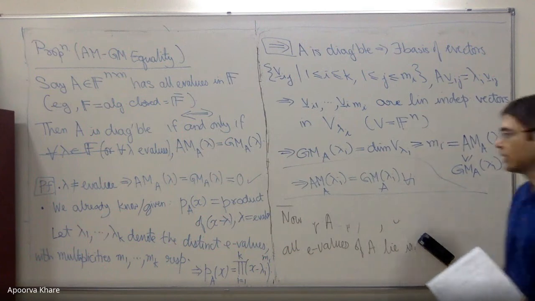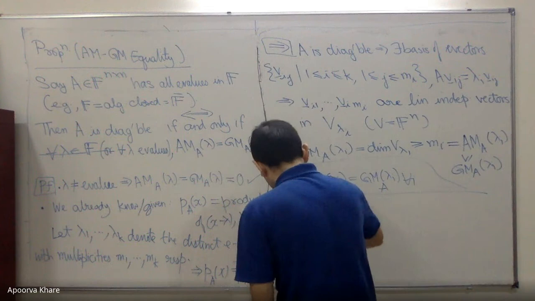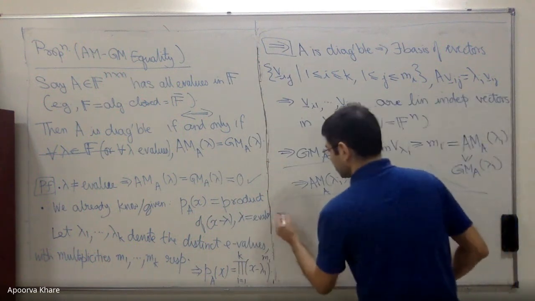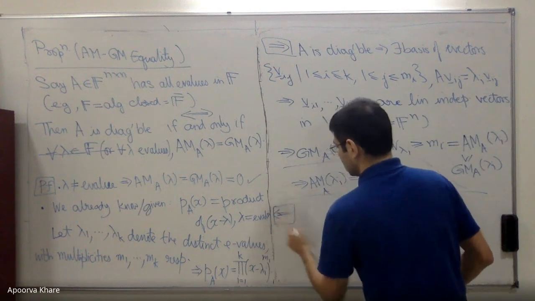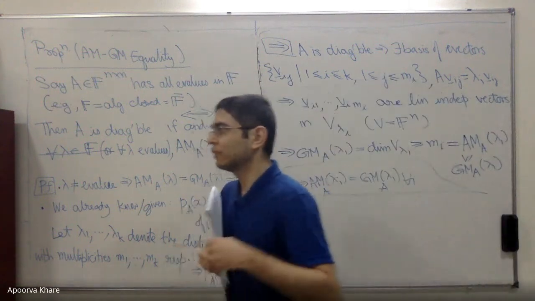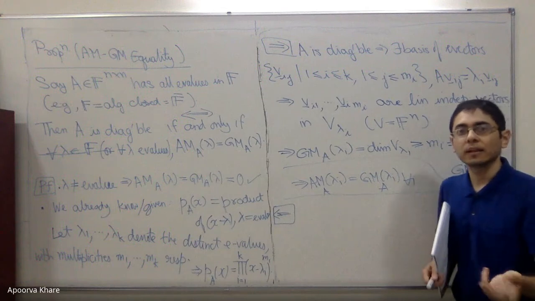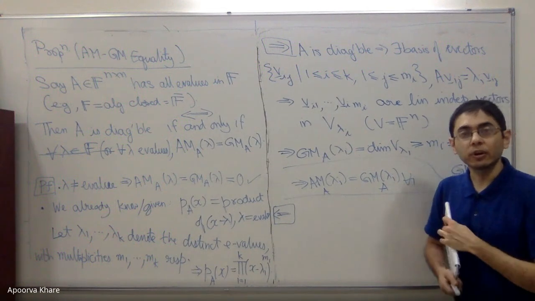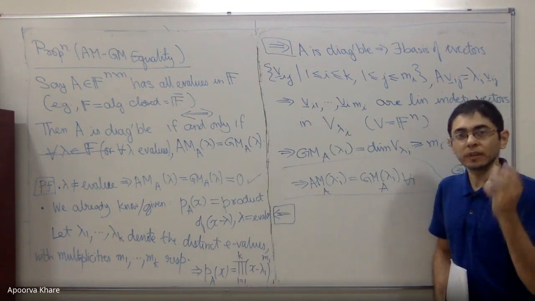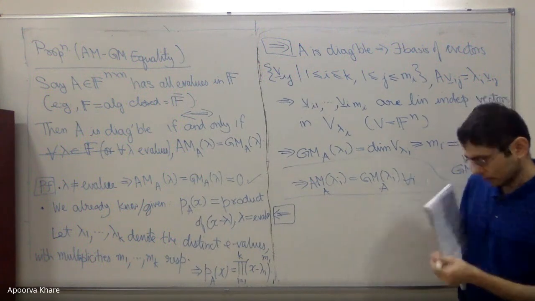Okay, great. So that is that. Conversely, now suppose I know AM equals GM. Let's prove that A has a basis of eigenvectors, or let's prove that A is diagonalizable. I think I proved this last time: if you look at the eigenspaces and the sum of those eigenspaces, then that sum is direct. What does it mean to say the sum is direct? It means that the union of the bases of each of the eigenspaces is a basis of the whole space. That's what we will use.